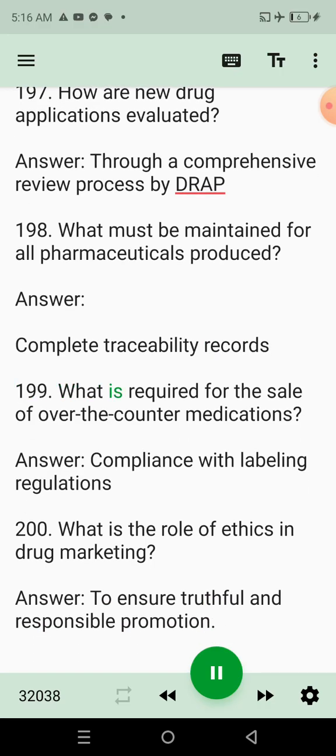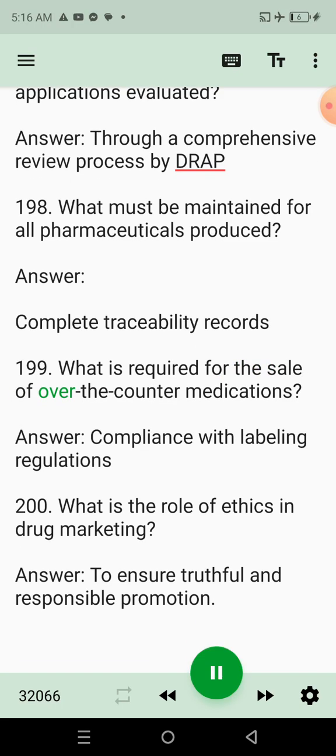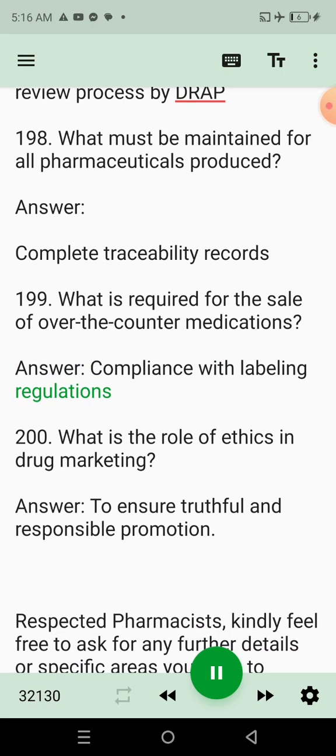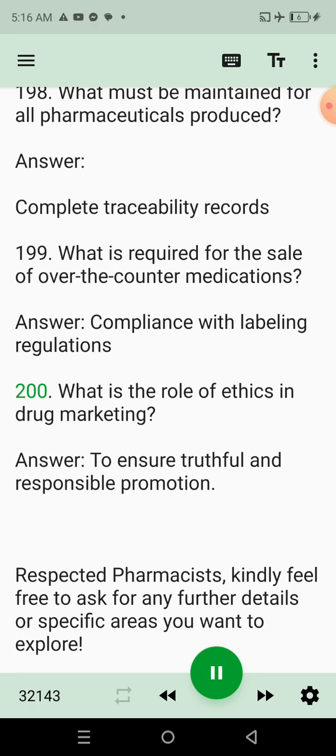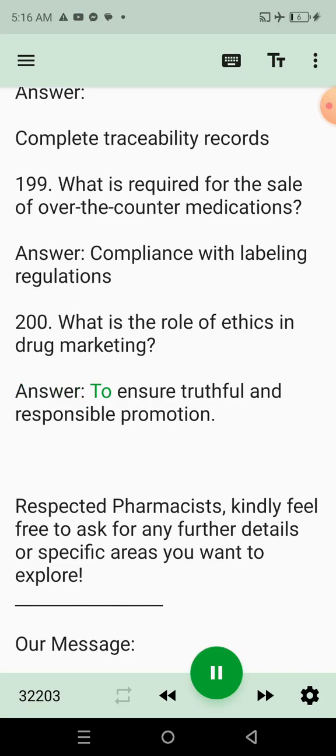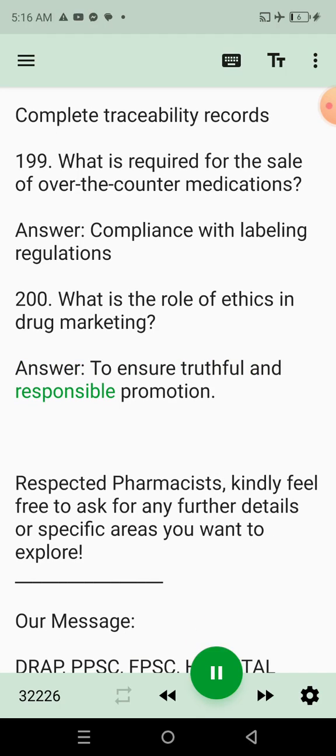199. What is required for the sale of over-the-counter medications? Answer: compliance with labeling regulations. 200. What is the role of ethics in drug marketing? Answer: to ensure truthful and responsible promotion.